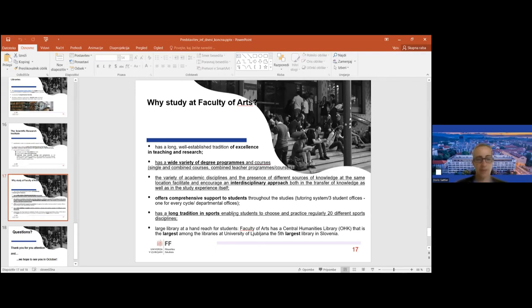The Faculty of Arts also has a very long tradition in sports, enabling students to choose and practice regularly 20 different sports disciplines. And last but not least, it also has a large library at hand reach for students. So you don't need to go anywhere. You can find all the literature at the faculty, which is the largest among the libraries at the University of Ljubljana and the fifth largest library in Slovenia.